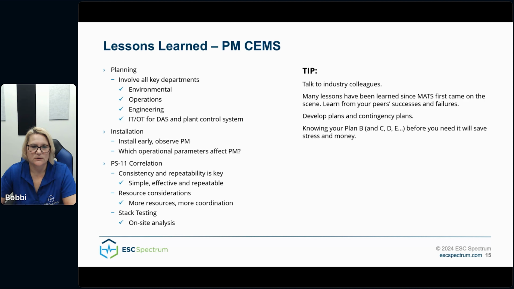So, resource considerations. Not only do you need more resources, those resources will require more coordination, so be prepared. One resource you'll need to make sure you line up, as I said earlier, was stack testing with on-site analysis. Having this on-site analysis will allow you to know how well your correlation is proceeding and to make adjustments on the fly as needed.